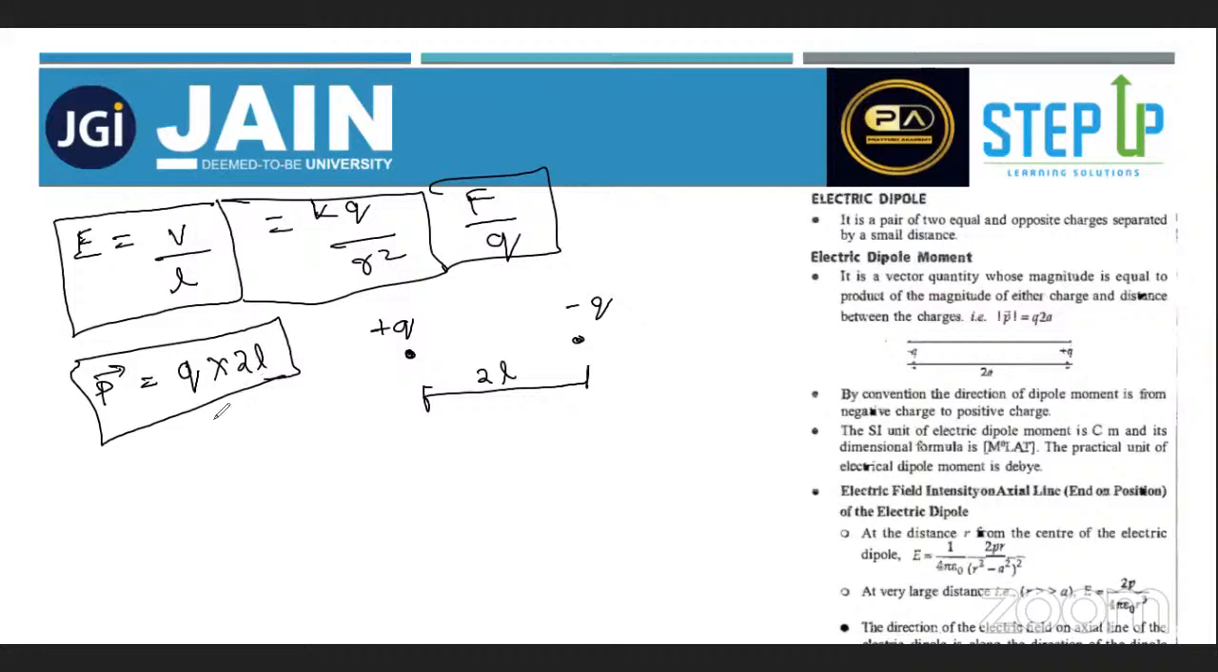The unit will be coulomb meter. What is important here is that a practical unit for this is debye. Practical unit is debye, not the SI unit. The SI unit will be coulomb meter. Remember this: coulomb meter is your SI unit, and debye is the practical unit used in practicals.